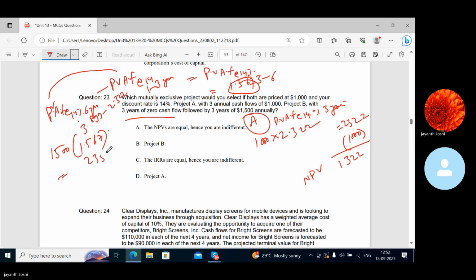2,350.5. Again, I'm removing 1,000, my investment. That is common for both the projects, right? So project B has a higher NPV than project A. So can we select project B? Yes. Yeah.